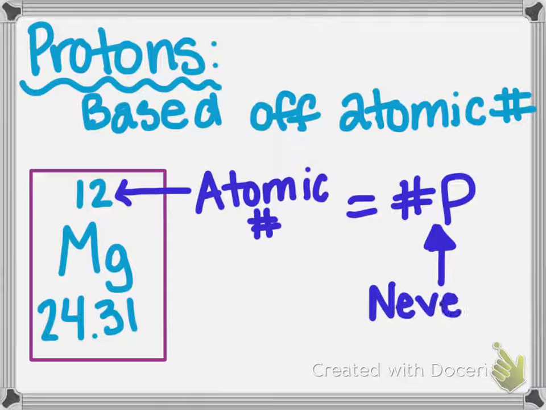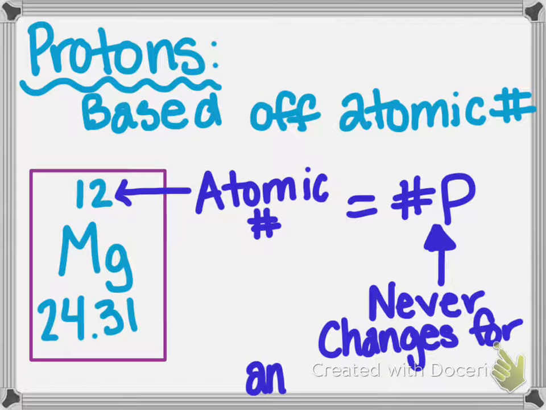It's the same as the atomic number, and it never changes for an element. If you change the number of protons, you're changing that element, because it's based off the atomic number. So that one should be the easiest one to find. It's always the same for every single element. Each one has a unique one for the element. It's not going to change unless you change the element.